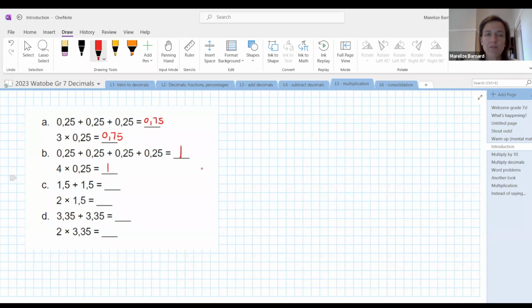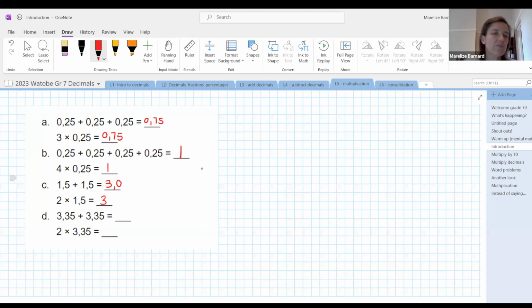1,5 plus 1,5, what do we get? That's 3. Or 3,0, you can put a 0 at the end. So what is 2 times 1,5 equal to? The same, that's 3.